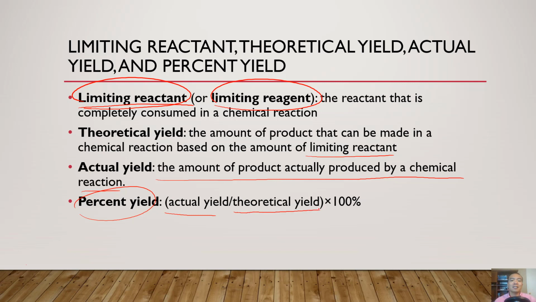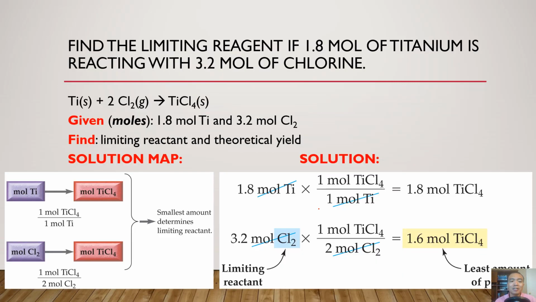Let's look at a few examples related to the limiting reagent or limiting reactant. So look at this particular example. We ask you to find the limiting reagent if 1.8 mole of titanium is reacting with 3.2 mole of chlorine. So you have two reactants, titanium and chlorine. Which one is the limiting reagent?